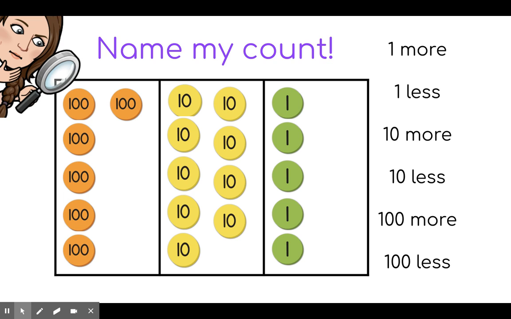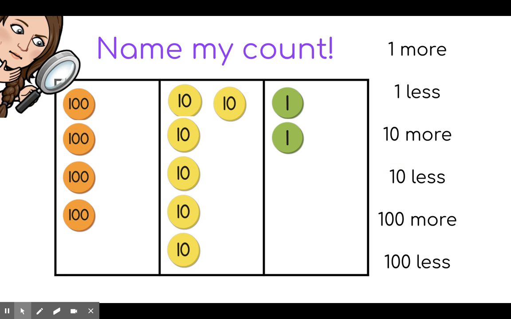705, 695, 685. If you said 10 less, you're correct. Each time I was taking away a group of 10. Woo, you're good at this game. Let's keep going. Here I have 462. Watch closely.